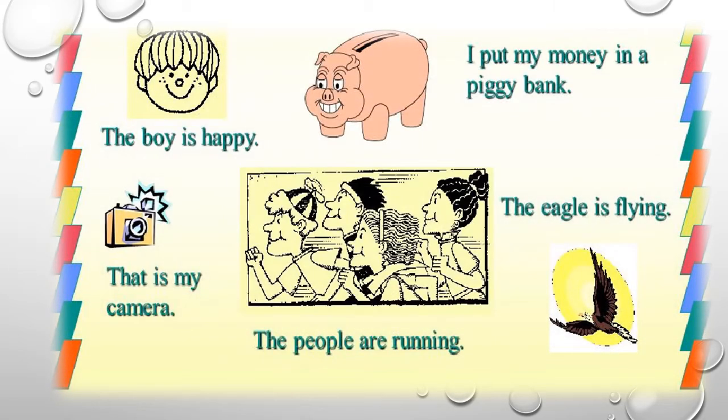So children, what type of sentences can you read here? The boy is happy. I put my money in a piggy bank. The eagle is flying. The people are running. That is my camera. So what do these sentences indicate? What do these sentences tell you? You're going to find out what these sentences are.